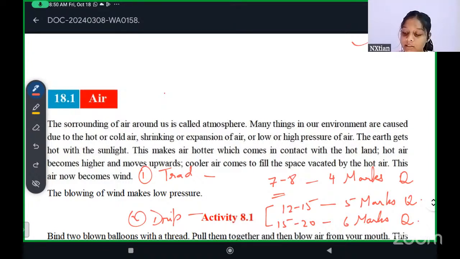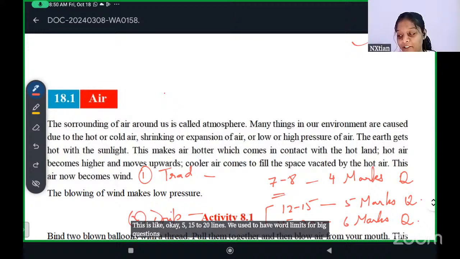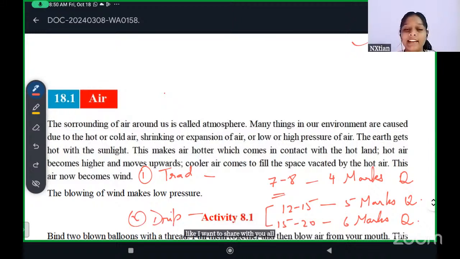This is the limit that will be following: 15 to 20 lines. We used to have word limits for big questions. I want to share with you all, if we had 10 mark questions too, do you know what the word limit was for that? 450 to 550 words, 600 words.